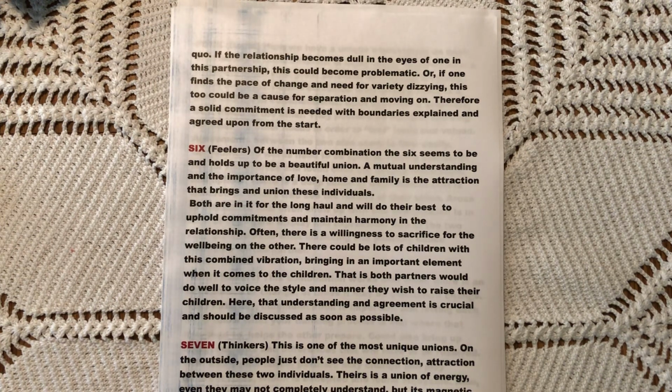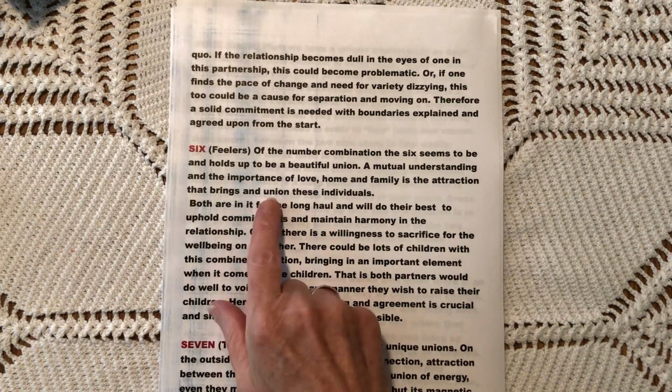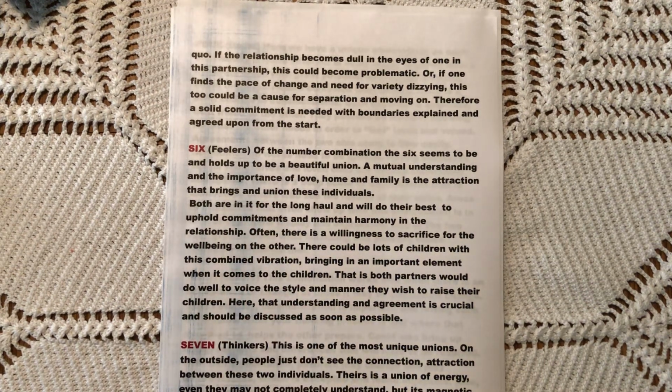Number six, the feelers. Of this number combination, the six seems to hold up to be a beautiful union, a mutual understanding. The importance of love, home, and family is the attraction that unites these individuals. Both are in it for the long haul and will do their best to uphold commitments and maintain harmony in the relationship. Often, there is a willingness to sacrifice for the well-being of the other.